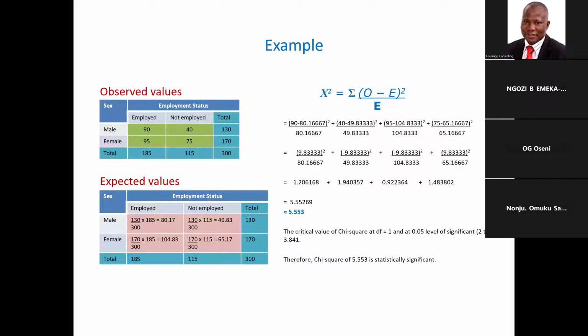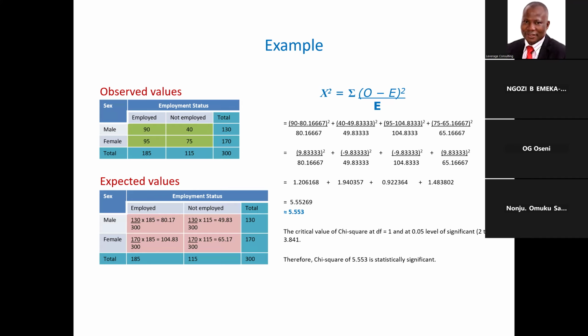But this logic is easier when treated in the t-test. When I was giving the lecture on assumptions around hypothesis test, I used the t-test because it's the easiest. The other ones are not as easy as the t-test, but it's the same logic. So if you look at it now, we have a chi-square of 5.55269. You should approximate to 5.553.